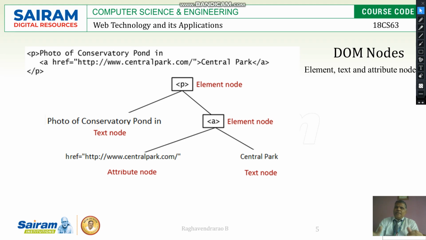Clear? At any given time, a program will be given and they will ask you to write the DOM tree and DOM nodes. Then you should specify all these things. It is not necessary that the same text will be there. It may be different, but the concept is that nodes are going to be present. Element nodes and attribute nodes are going to be present. Those things you should write. Clear?